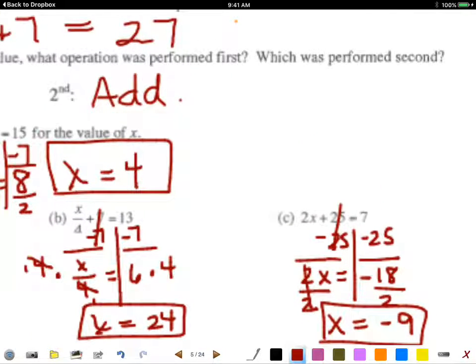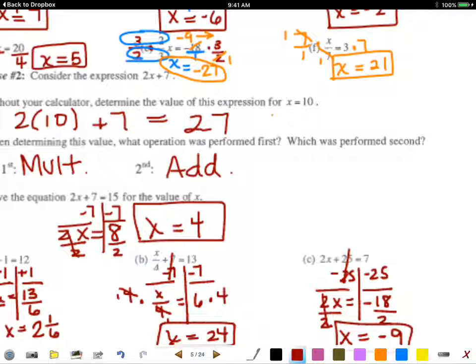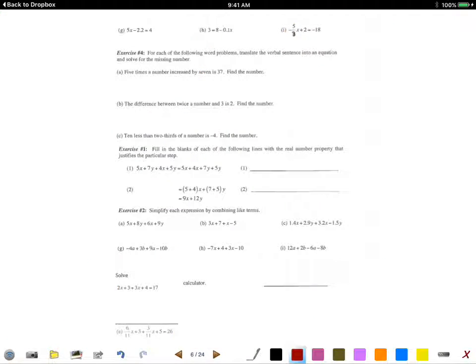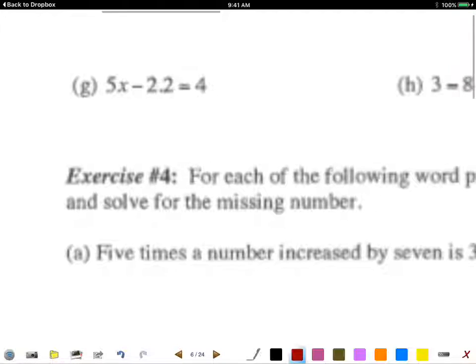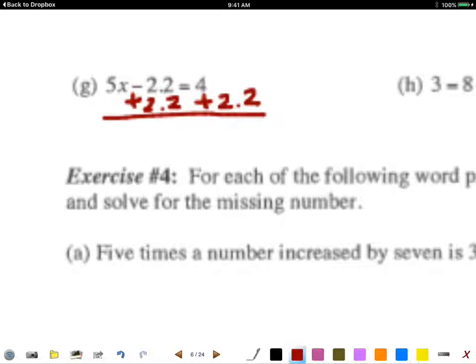Okay, flip your page over. Okay, on letter G. What do you suppose we get rid of first? The subtraction. The subtract 2.2. So we're going to add 2.2 to both sides. Now be careful because you're adding a whole number with a decimal. So we have 5x equals what? 6.2. Then we're going to get rid of the 5 by dividing.